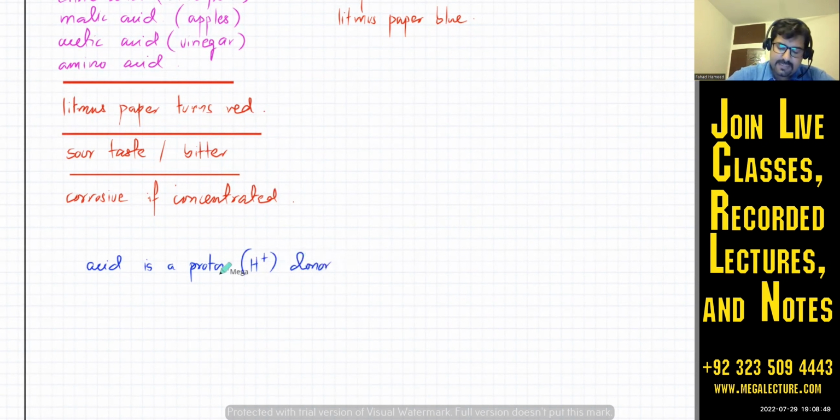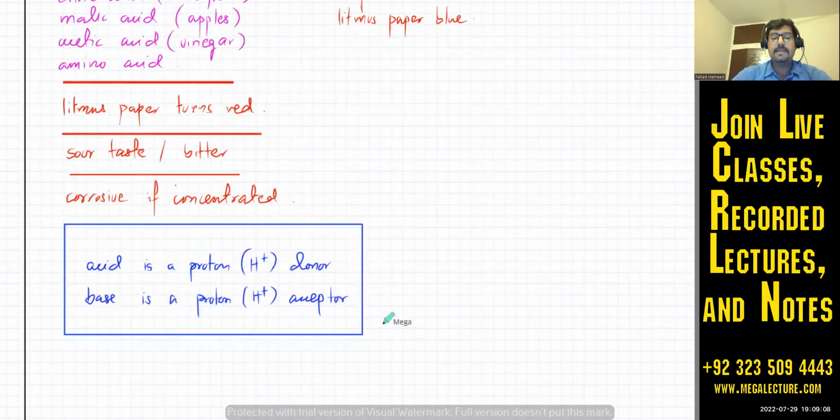And a base is the exact opposite. A base is a proton acceptor, which basically means that it accepts H plus 1 ions. Okay, that's your technical definition of what an acid and what a base is.